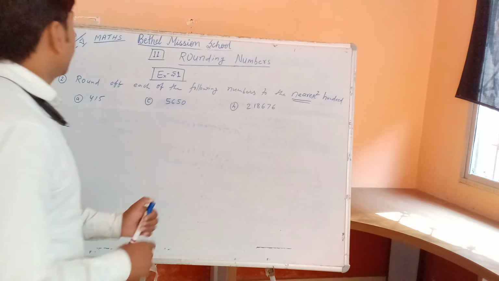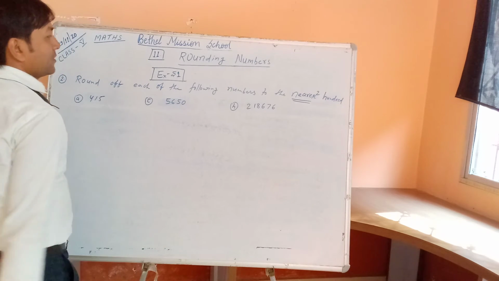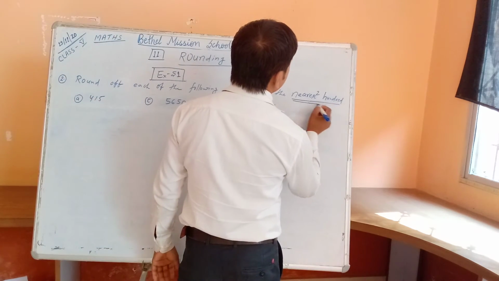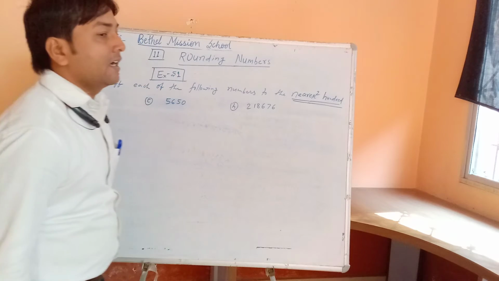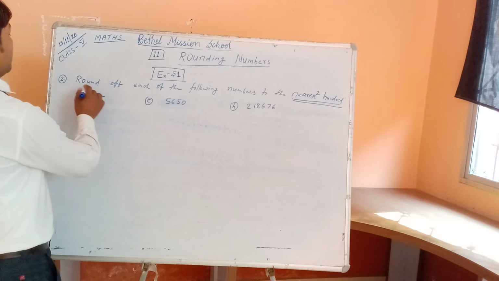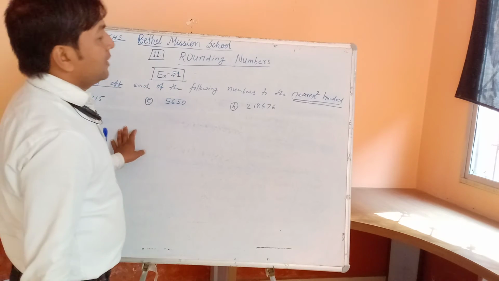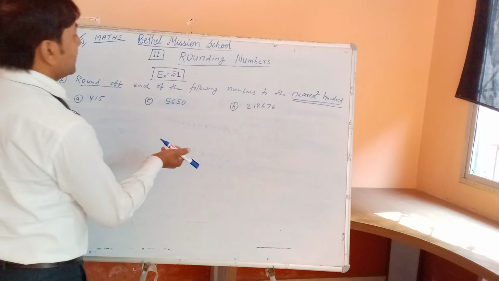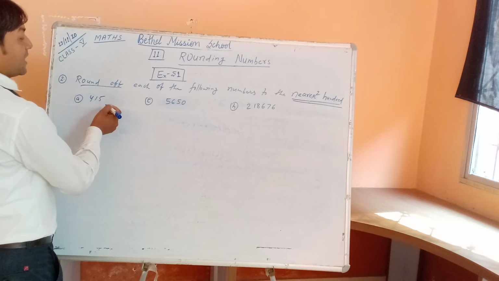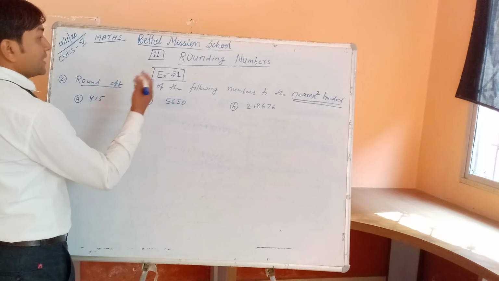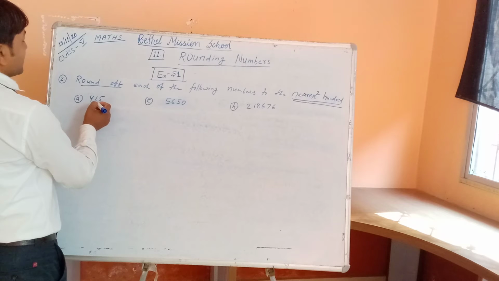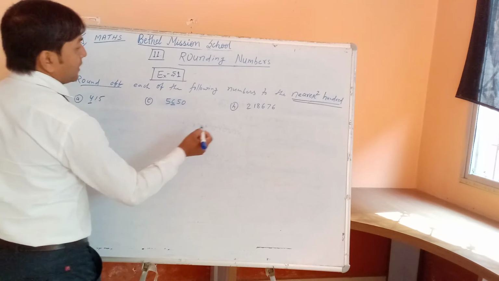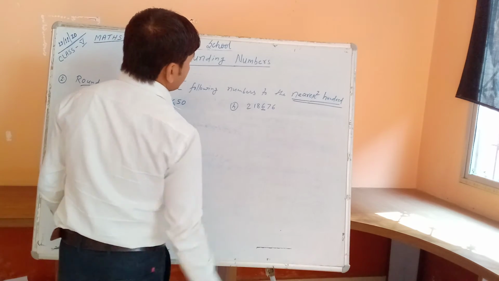Now I have taken 3 more questions, and here the change is you have to round to the nearest 100. You have to find the rounded numbers to the nearest 100. So first we find out which is the 100 place: ones, tens, 100. That is the 100 place.